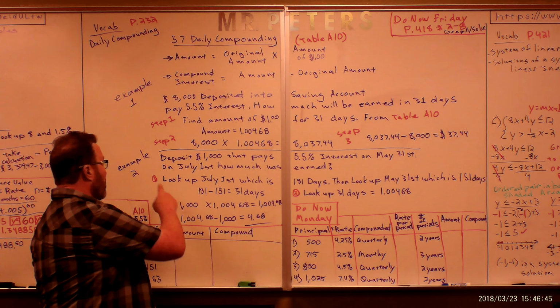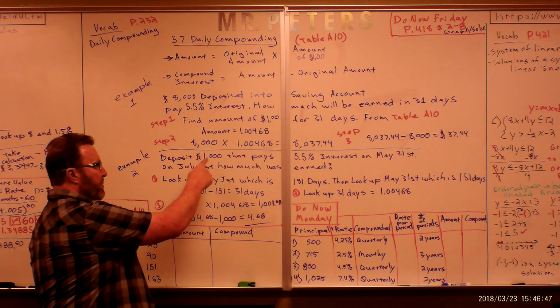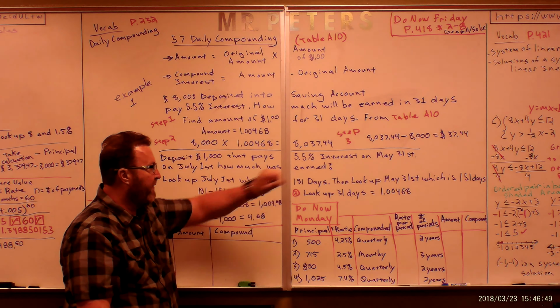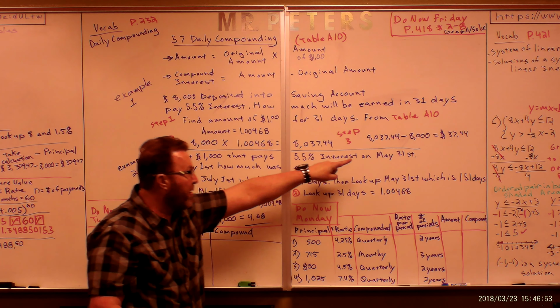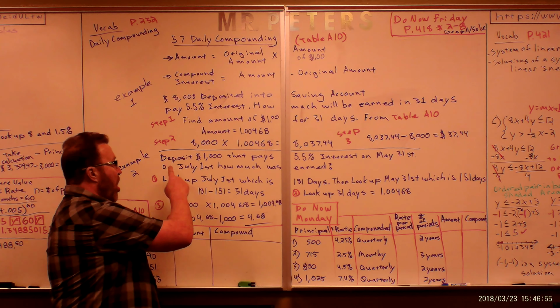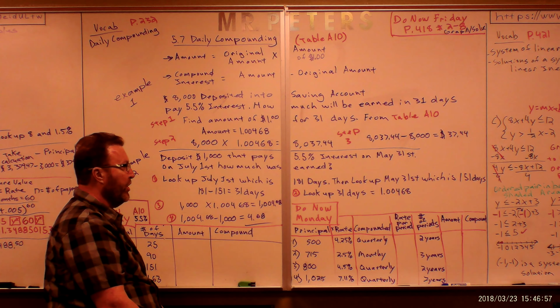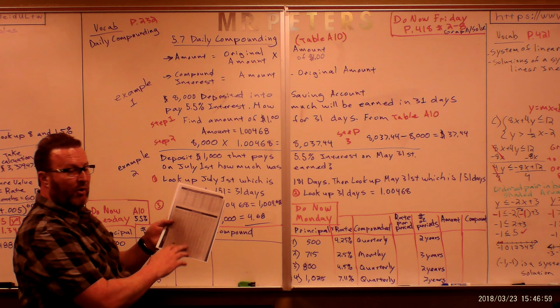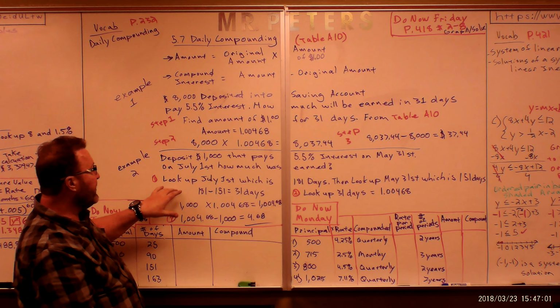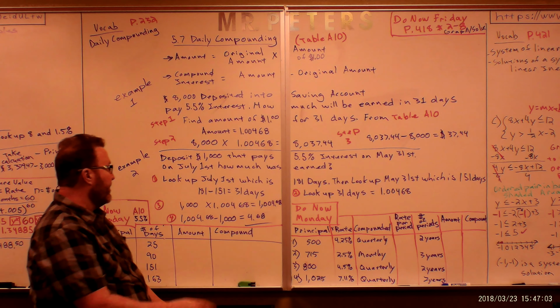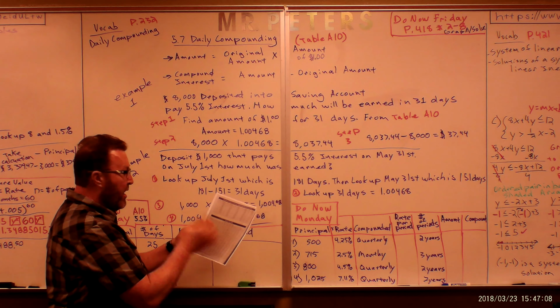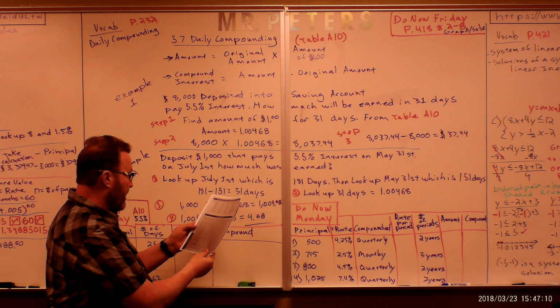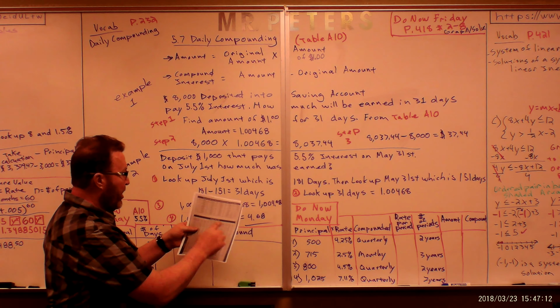So looking at this example, they're depositing $1,000, pays 5.5% interest, and they invested it on May 31st. On July 1st, how much was earned? So that's what this bottom table is here. So the very first thing we do is we have to figure out the days. So we're going to look up July 1st on the table. So if you go down here and you look up time elapsed, here's June.